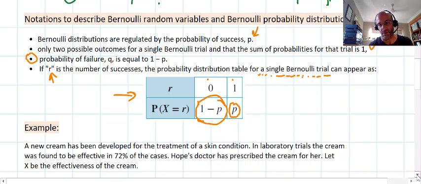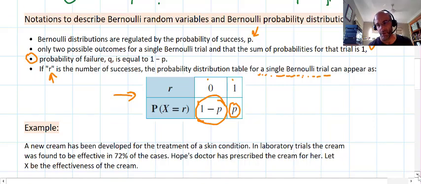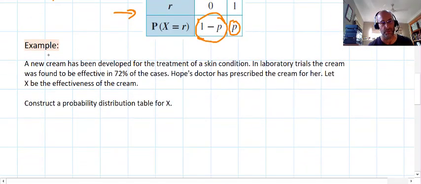Okay, and that's the entire probability distribution. Let's look at an example, and remember I warned you the maths is very simple in this video. It's atypically simple. Alright, a new hand cream has been developed for the treatment of a skin condition, and in the lab trials this cream is found to be effective in 72% of the cases, and that forms our probability. Hope's doctor has prescribed the cream for her. Let X be the effectiveness of the cream, and we want to construct the probability distribution. So it's one of these sort of tables.